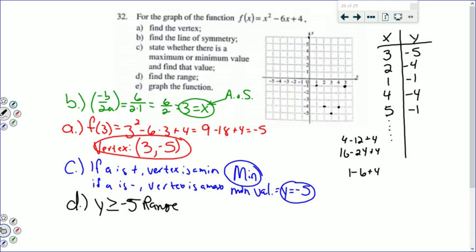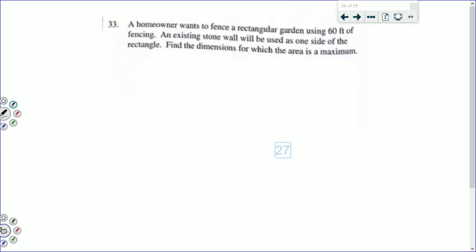Once you have your points, connect the dots to make a pretty parabola. Okay? And that's all there is to graphing. All right? So that is graphing beginning to end. I'll have a problem where I'm going to ask you to do all those things, so please be prepared for that. So we will move on to the next problem.